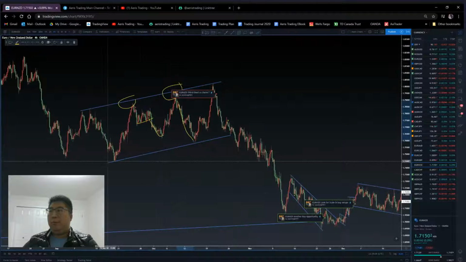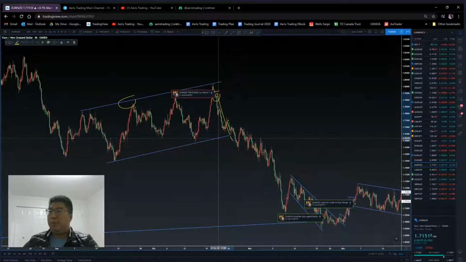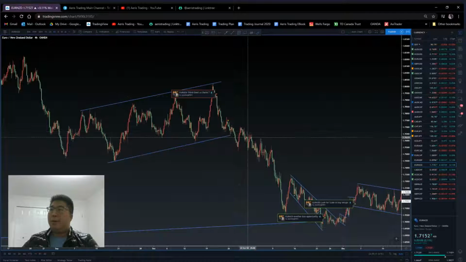It didn't break below the structure. But the third one that I managed to enter here was able to capture some profit to the low. I didn't capture all this move, but I managed to capture this, which is good enough for me. Okay, so that's how I see Euro Kiwi.